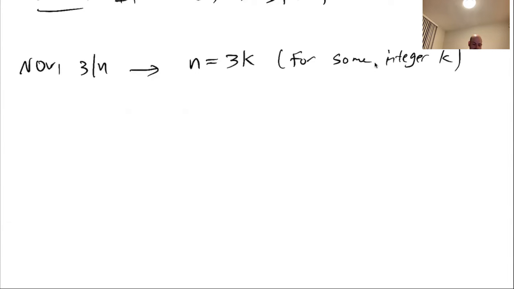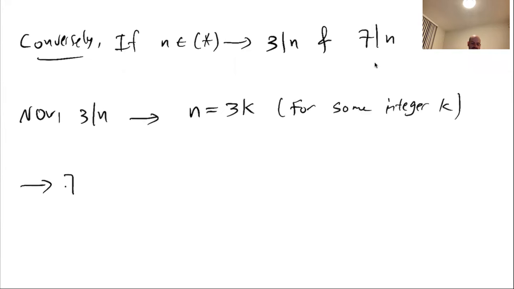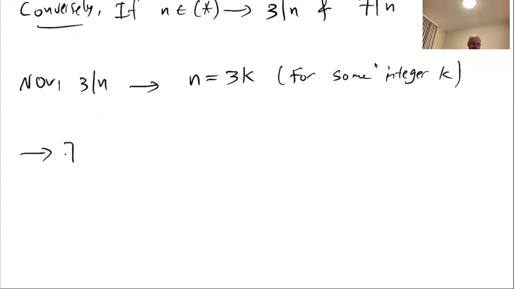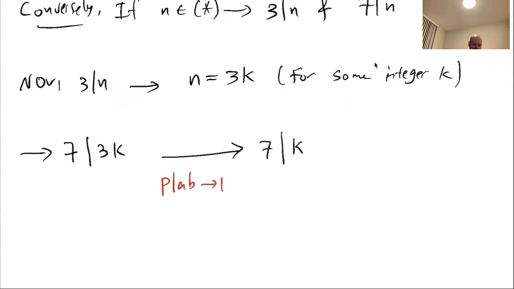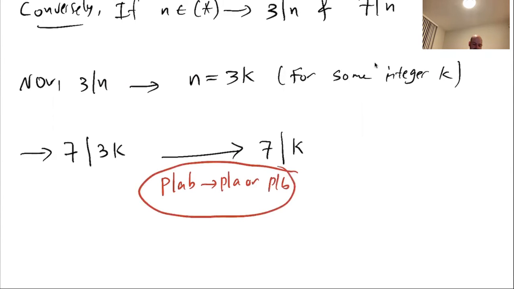And therefore, 7 divides 3k. I know that 7 divides n, right? And n is equal to 3k. So I can say that 7 divides 3k. And this means that 7 divides k. Why is that? Because we had a fact from before that if p divides ab, then p divides a or p divides b, if p is a prime number.